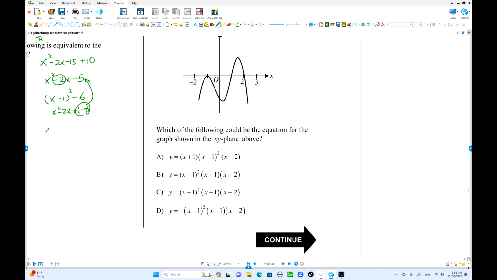Which one could be the graph of this? The equation of this graph. We have three x-intercepts, but this one has multiplicity 2. That means our graph will bounce. This is the path. Okay, so this bounce means the graph will be of even degree. Okay, the negative 1 is what? Negative 1 is positive 1.